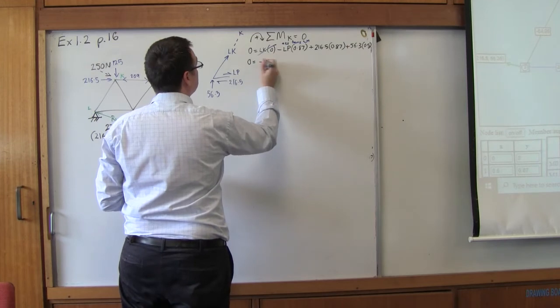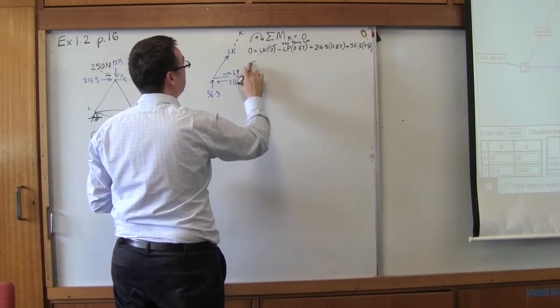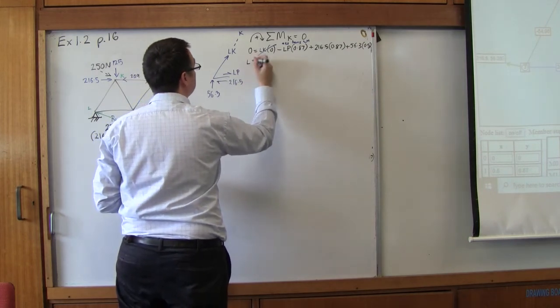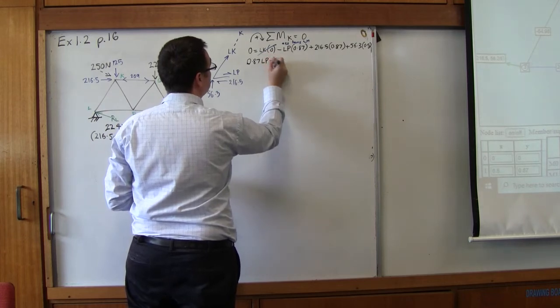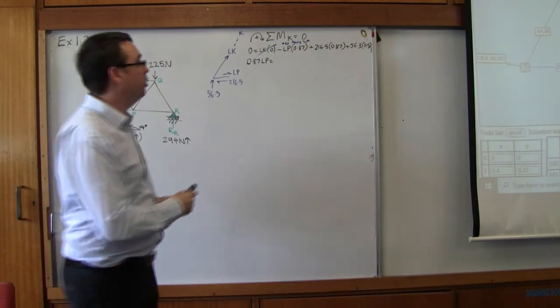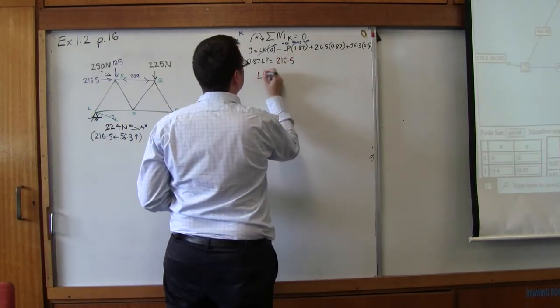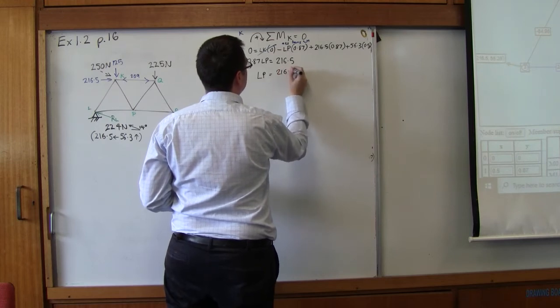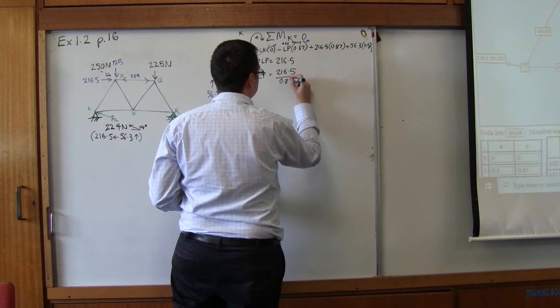So what I've got is minus LP, so I'm just going to bring that straight over to the other side. I'm just going to add LP to both sides, so I get 0.87 LP equals this number plus this number. Thank you, 216.5. LP is going to equal 216.5 divided by 0.87, or sine 60.